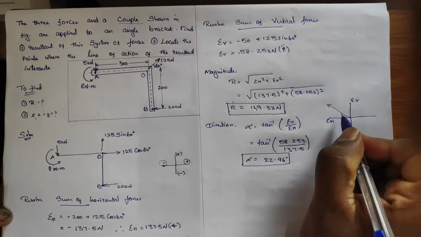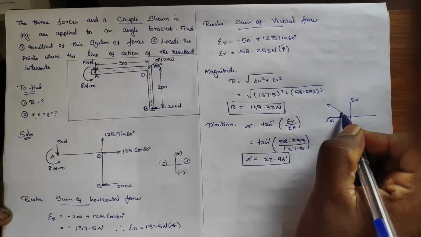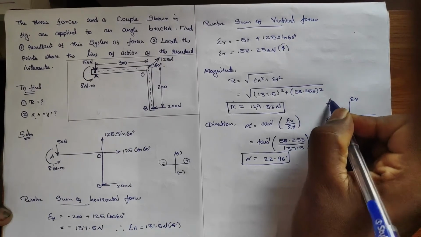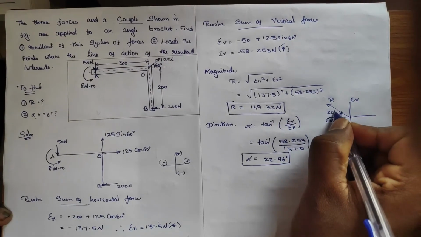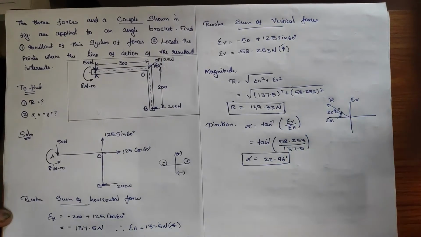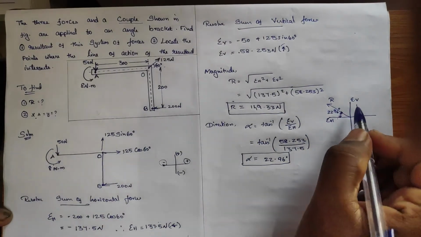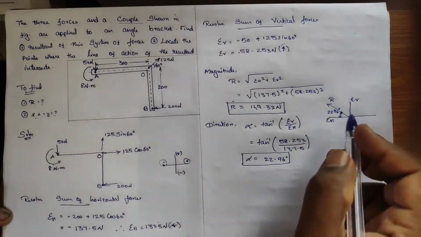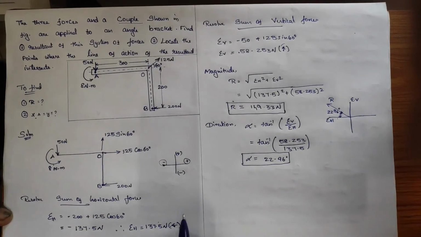And here the alpha inclination value is already found. So the resultant force with respect to horizontal is 22.96 degree. That's all. Okay, so now we have predicted in which quadrant and which direction the resultant is going. Okay, so we have predicted. What is the next step?